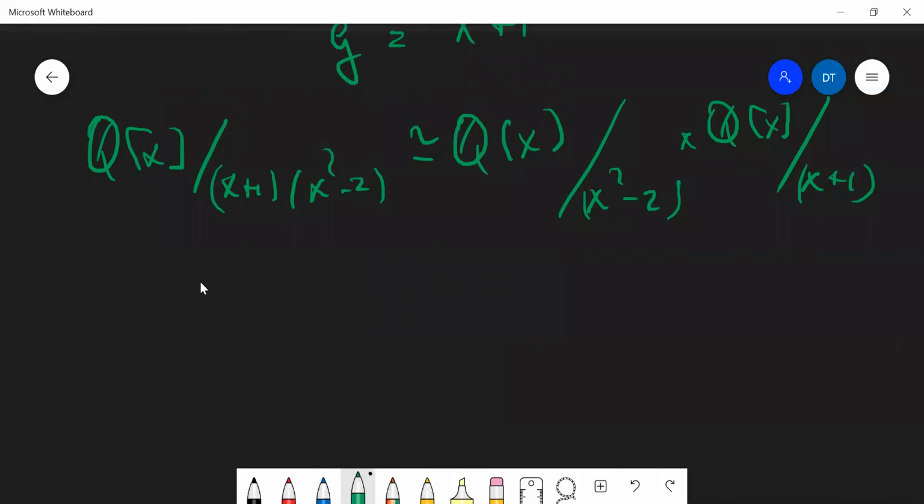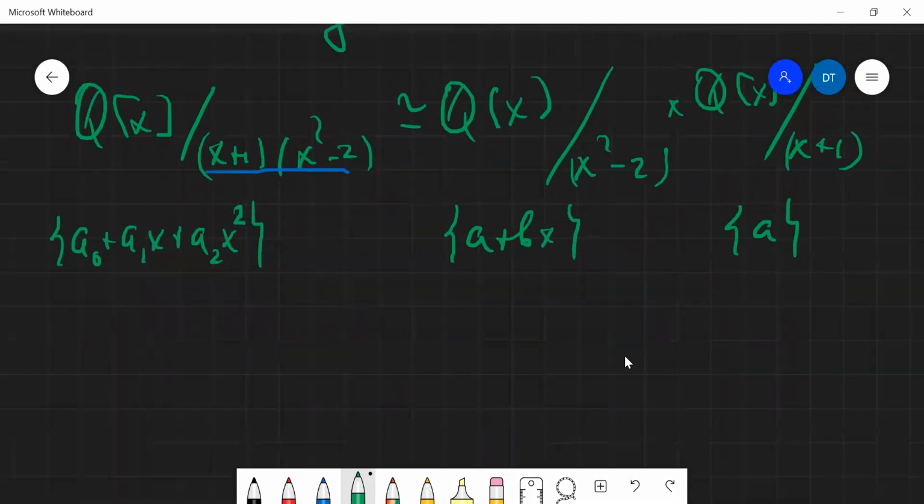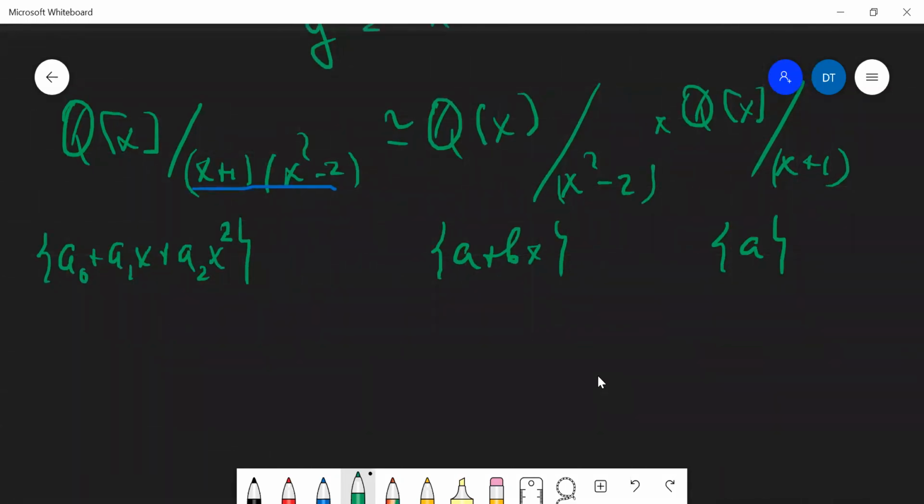So what are the elements here? Well, since the polynomial on the left-hand side is a cubic polynomial, all the elements here are just polynomials of the form like this, all the polynomials of degree not greater than 2. The elements here are at least linear polynomials. And the elements here are just constants, because you just take all the polynomials modulo x plus 1, the result will be constant. The remainder will be a number. And now, how do you map?